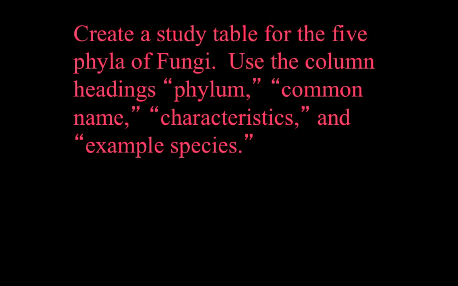All right, to wrap things up today, I'm going to have you create a study table similar to the ones that you used for the protists. We're going to include 5 phyla of fungi on this table. You're going to use the column headings phylum, common name, characteristics or special characteristics, and then example species. In the case of the lichens, lichens will be the phylum name, they will also be the common name, and they will also be the example species. So you'll have just the word lichen. We're just going to use the common name across the board there. Use lichen for phylum, common name, and example species.